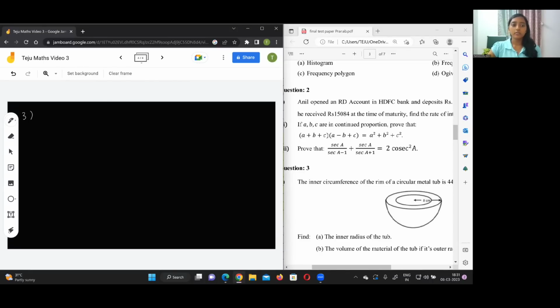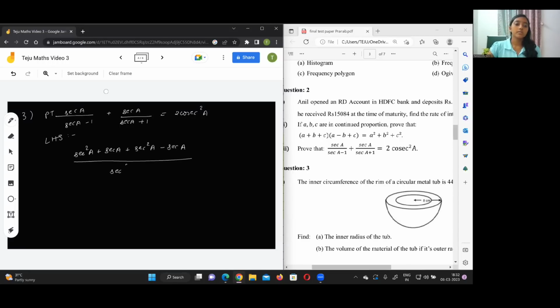Prove that secant A by secant A minus 1 plus secant A by secant A plus 1 is equal to 2 cosecant square A. So obviously we will be starting with LHS again. So let us cross multiply. What we get is secant square A plus secant A plus secant square A minus secant A, by A plus B into A minus B is A square minus B square.